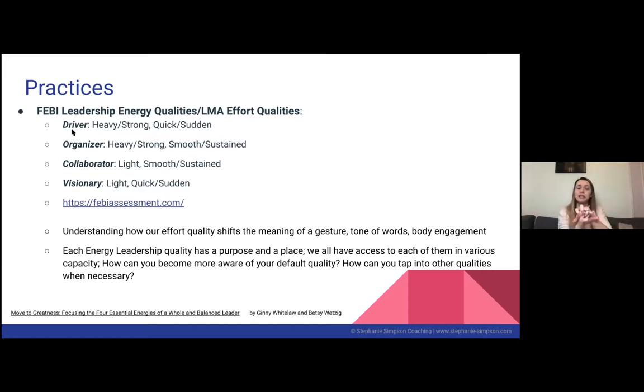So putting these both together can be really powerful, and being able to get yourself unstuck and consciously show up to yourself, to relationships, to clients, to projects, all of that. And I will just say that understanding how our effort quality, the words we're saying, the gestures we're using, our tone, and our body engagement really is important in how we interact with other people, how we're collaborating with people, how we're putting ourselves out there, right? Just even on websites, like what words are we using?